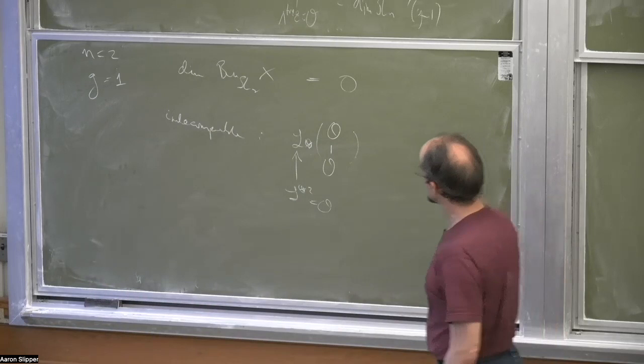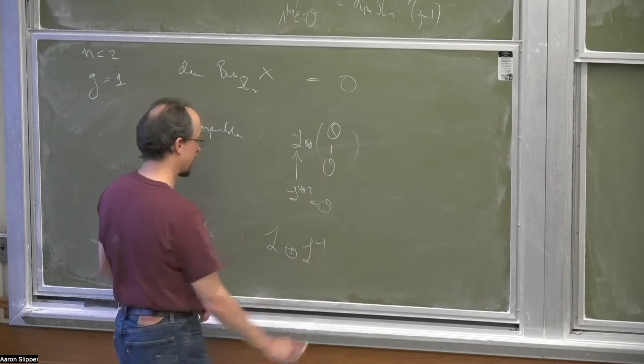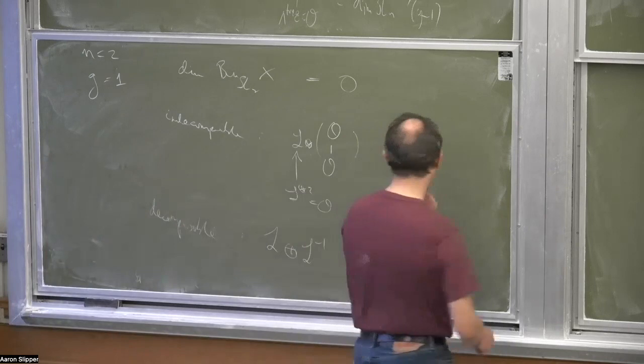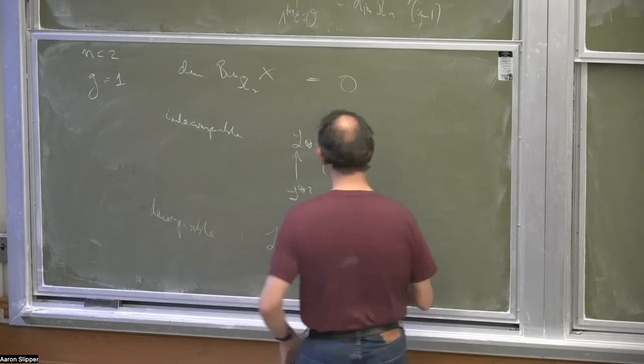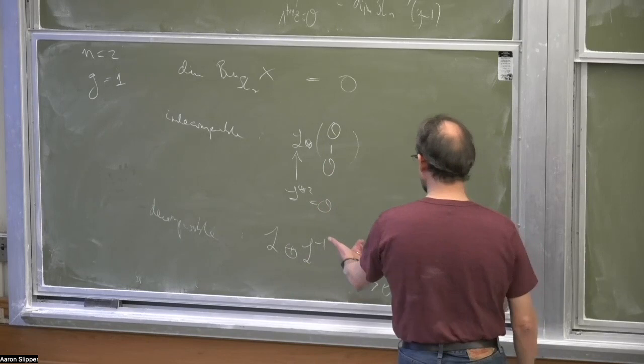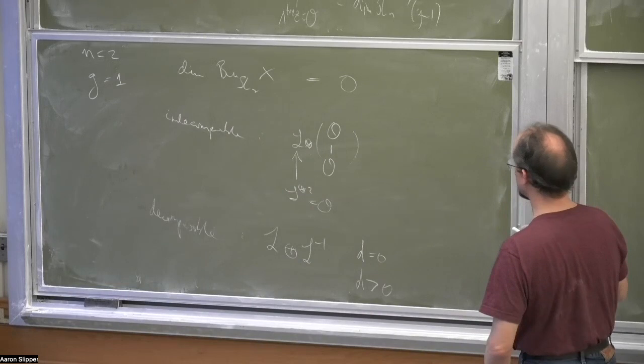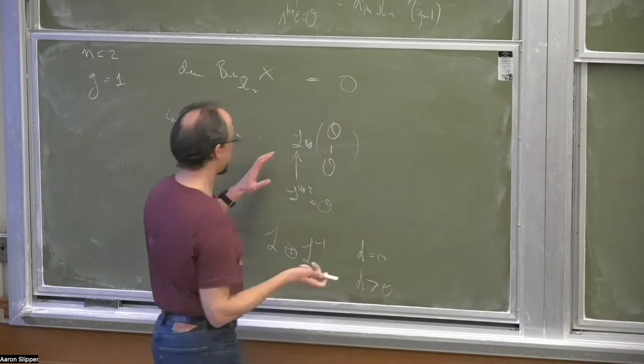And then we can think about the decomposable case, where you're a sum of line bundles. And again, since your determinant has to be trivial, you have to be a sum of a line bundle and its inverse. And we can think about the situation where B equals zero, or where D is positive. But I'm going to compute some gerbes and some dimensions in just a minute. So maybe even now, let's think about what the homs are from this guy to this guy.